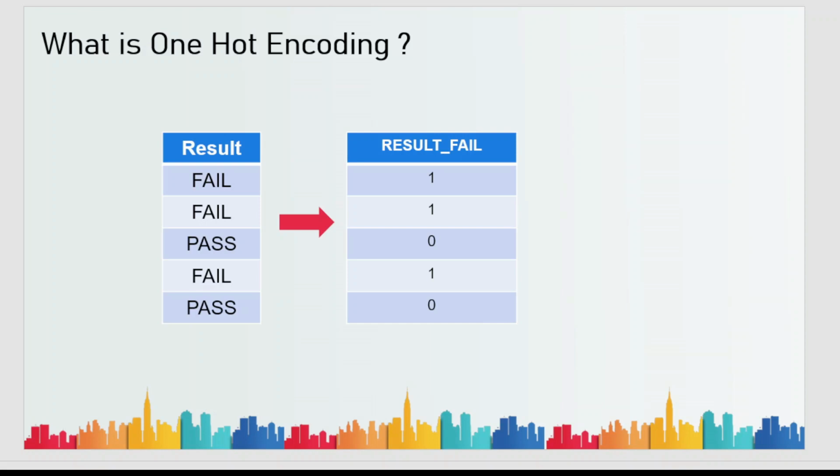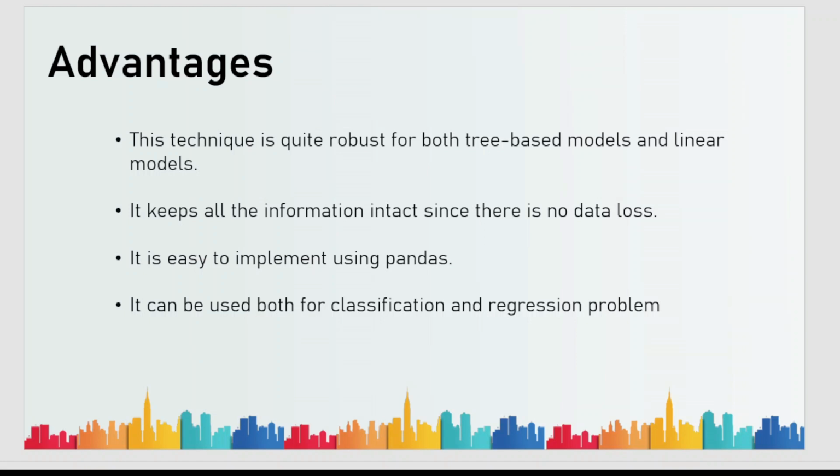Now let's talk about the advantages of this technique. First thing, this technique is quite robust with tree-based models and linear models. So you can use it for the random forest, you can use it for the linear regression. Second thing, it keeps all the information intact since there is no data loss. We are actually preserving the information by creating additional columns. Third thing, this technique is very easy to implement using pandas. We just have to call a few functions and that's it. Lastly, this technique works for both classification and regression problems.